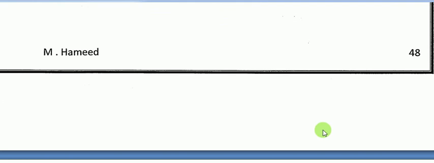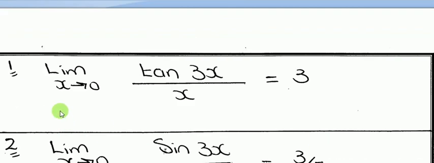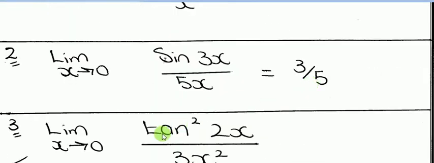Okay, what about the first question? The first question: limit as x approaches 0 of tan 3x over x. We said if x approaches 0, then tan x over x is 1. So 1 times 3 is 3. Another question: limit as x approaches 0 of sine 3x over 5x. As we said before, sine x over x is 1, so it is 3 over 5 times 1, which is 3 over 5.